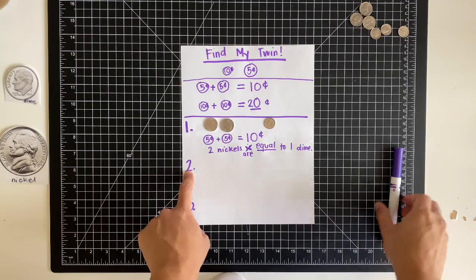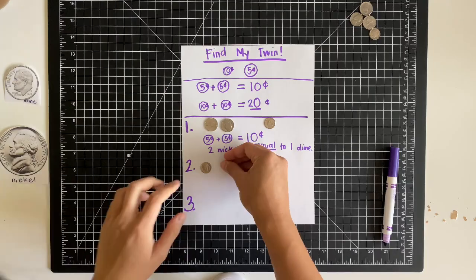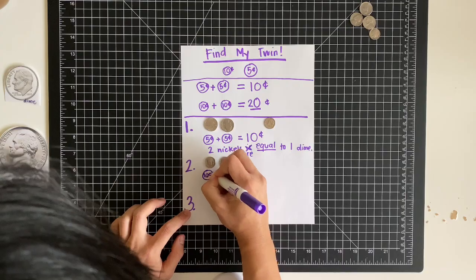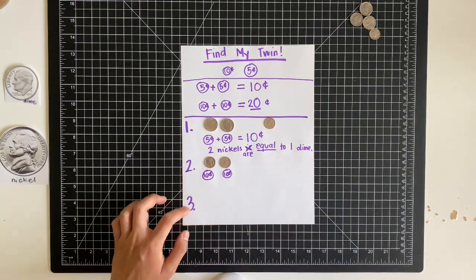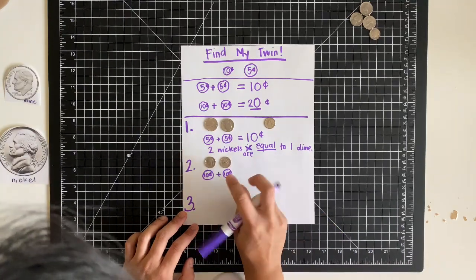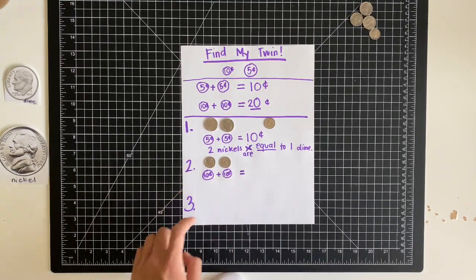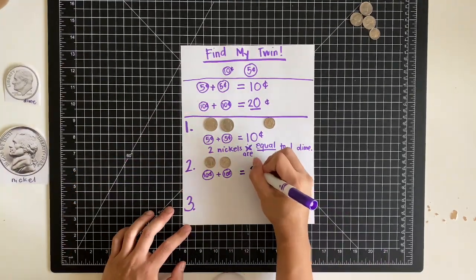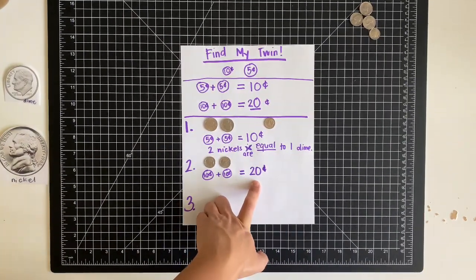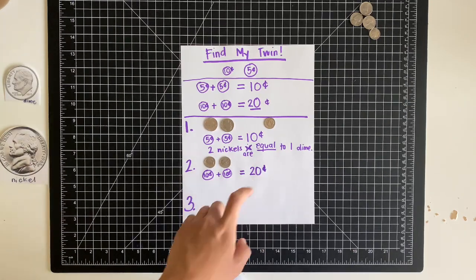For question number 2, I'm gonna give you 2 dimes. Okay, so here are your 2 dimes. Let's draw them out. 10 cents, 10 cents. And again, I want to know the cent value, so we're adding them together. So 2 dimes, 10 cents plus 10 cents, we already know equals 20 cents. And now I want to know how many nickels will I need to make 20 cents?